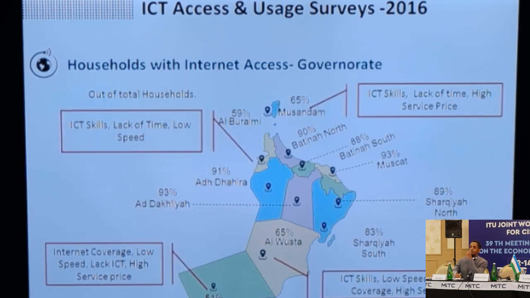Coming to the survey results related to households with internet access, for Oman's governorates, as I mentioned before, we have 11 governorates. We found some challenges in some regions that don't have internet access. Most of those answering about the reason for not accessing the internet cited a lack of ICT skills, lack of time, and low-speed internet in some localities.